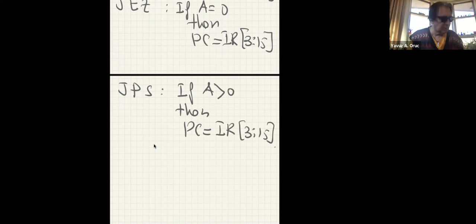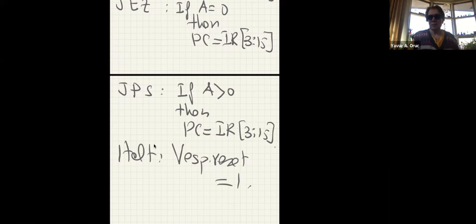And halt is actually even simpler. VESP, we call it VESP.reset is equal to 1. This is what makes the machine go back to its initial state.